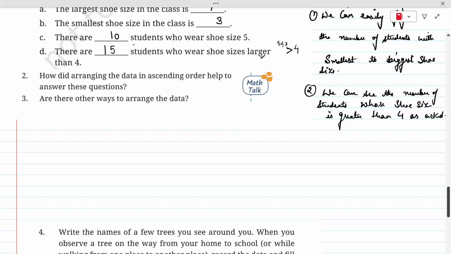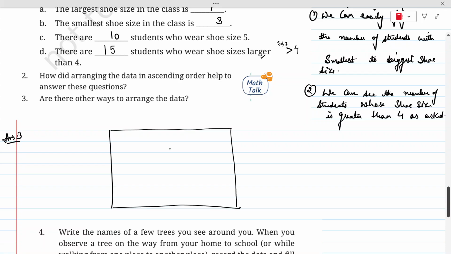What it says is, are there any other ways to arrange this data? Yes. How? Like what we have done for the games. What we can do here is, we can make a table. We can write down the shoe size and the number of students. Okay, so in the question we are given the shoe sizes as 3, 4, 5, 6 and 7. For 7 it was 1, for 5 it was 10, for 6 it was 4.